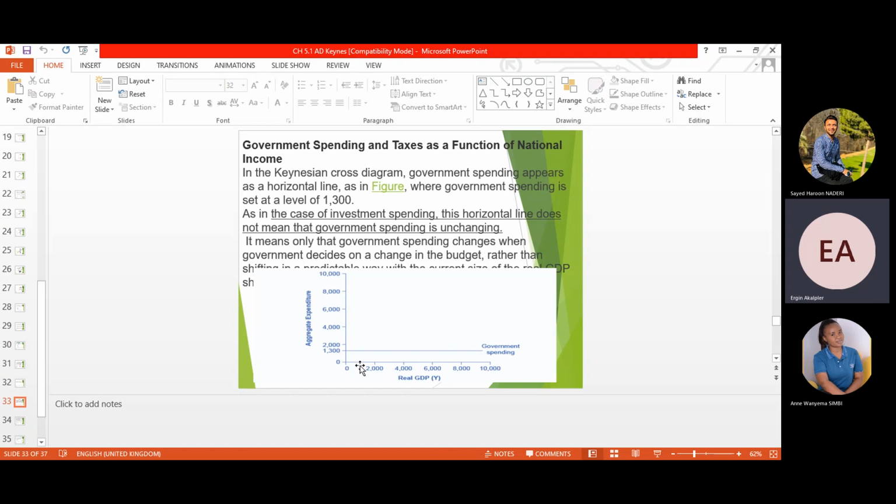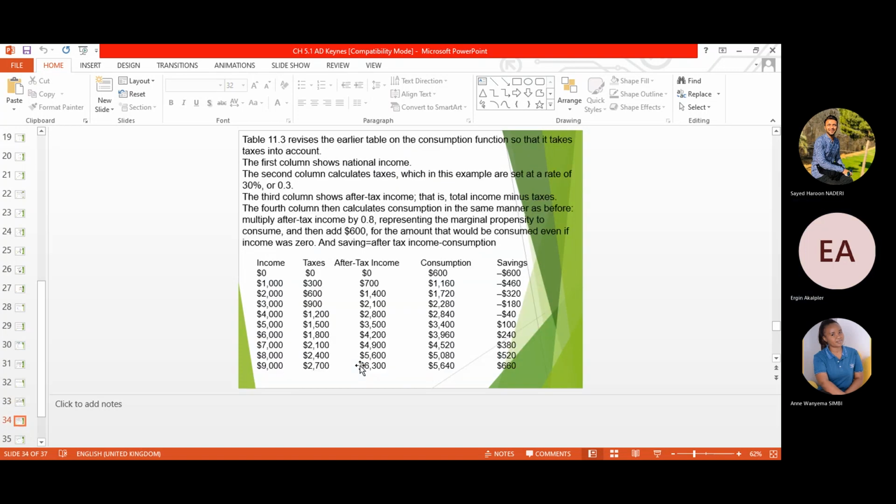If the governmental changes shift and increase according to the given percentages or given amount, this governmental spending will also enlarge and shift the consumption function to the upper level. And once again, when we are coming to the example here, it is given to revise the earlier table consumption function, so that it takes tax into account now. And after tax, we have also, as you know, in the economy and in our incomes, always some tax deduction.